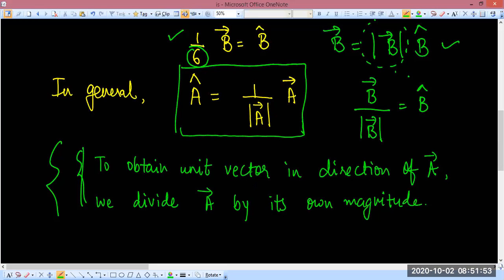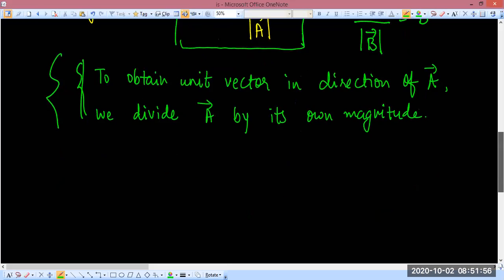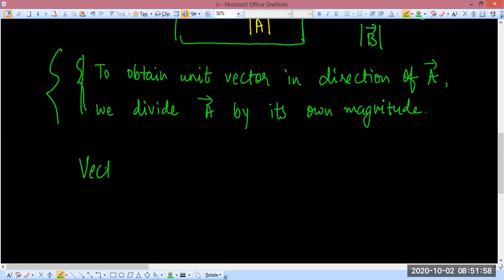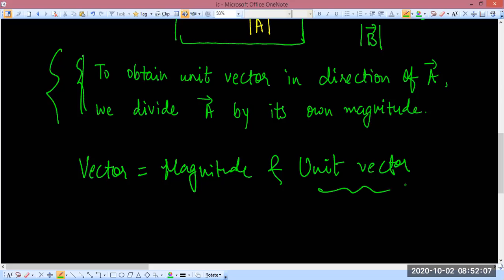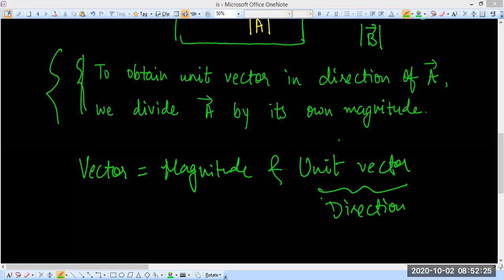So the key thing to understand is that a vector can be written as a magnitude followed by a unit vector. Agreed? Because a unit vector actually indicates direction. So that is what we are going to use in components now.